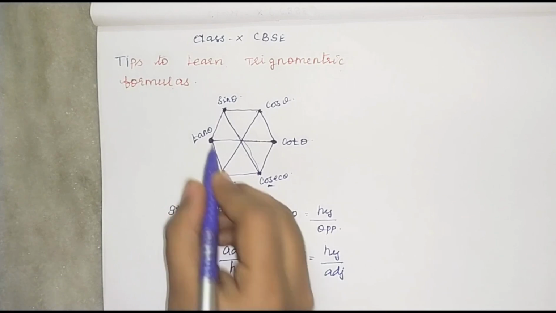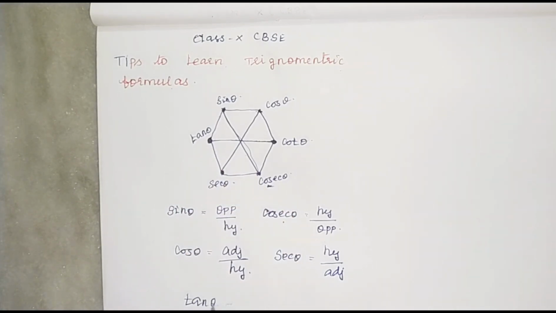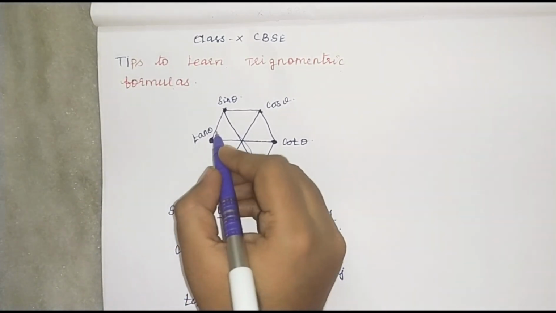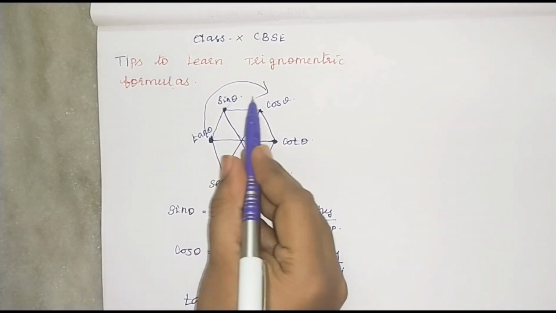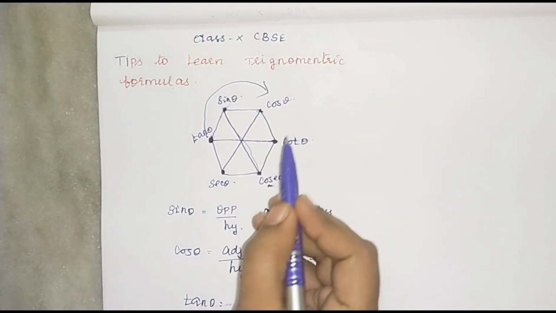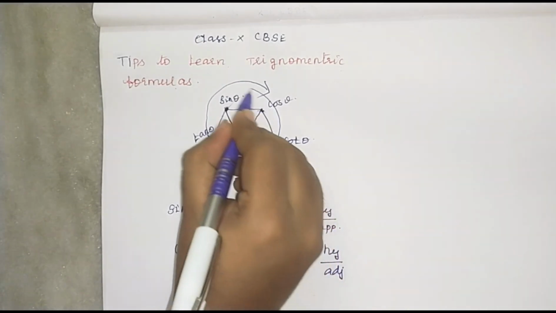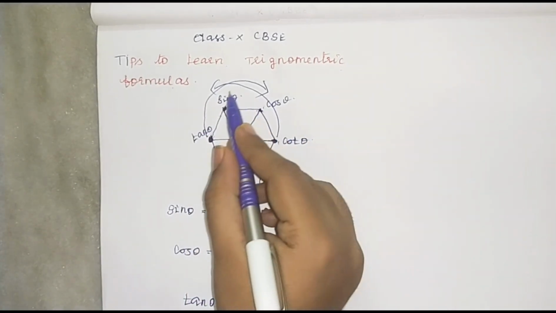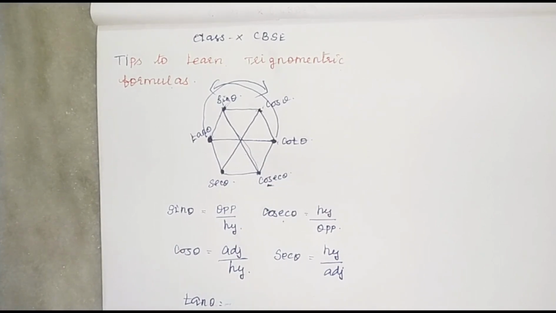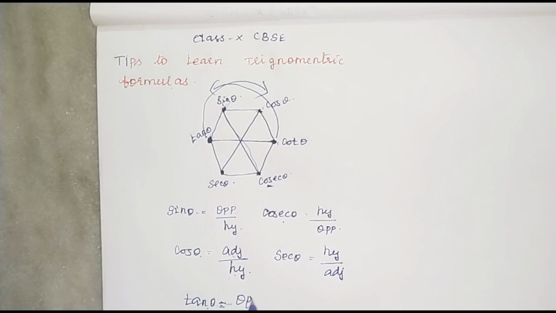Next we consider tan theta. Tan theta is sin theta divided by cos theta. Cot theta you have to consider like that: cos theta divided by sin theta. So tan theta equals sin theta divided by cos theta. When you divide them, you get opposite divided by adjacent.